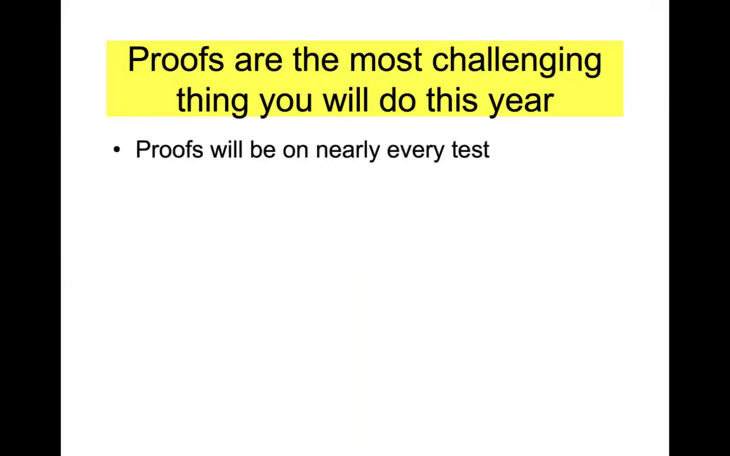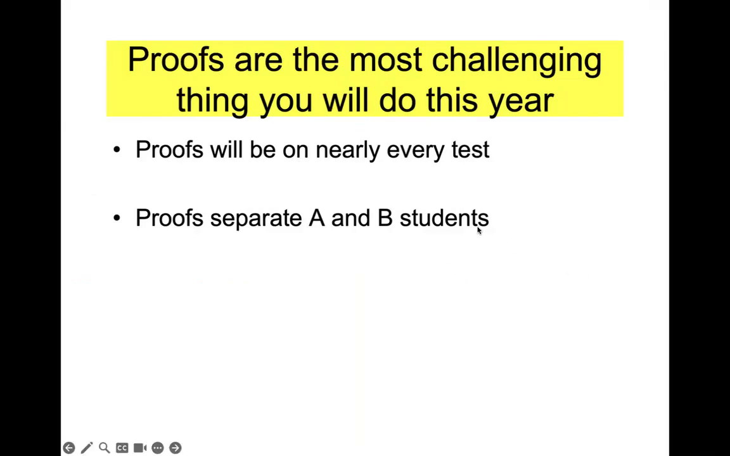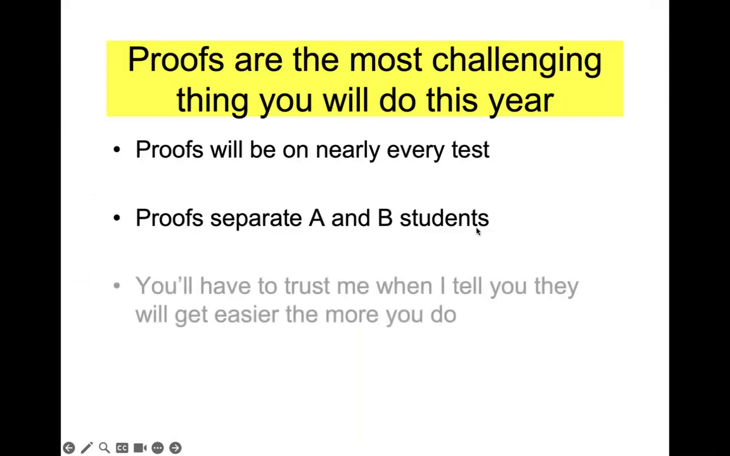They will be very challenging. There will be a proof on nearly every single test, if not two proofs on every single test. Proofs separate A and B students. If you can't do a proof, you're not going to get an A in this class. You have to be able to do a proof in order to earn an A. You can pass the class with a B if you're not very good at proofs, but in order to get an A, you're going to have to be good at proofs.